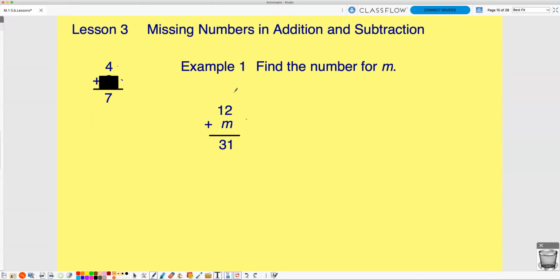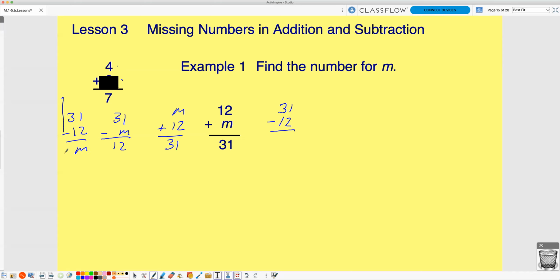So here's an example. We're missing this addend. We know that we have 12, we have 31 as a sum, so I'm going to just take 31 minus 12 to find the missing one. And if you've forgotten that this is what you should do, this is very similar to finding another fact family. We could have m plus 12 equals 31. We could make that into 31 minus m equals 12, and we could have 31 minus 12 equaling m.